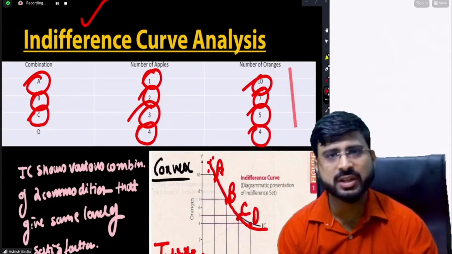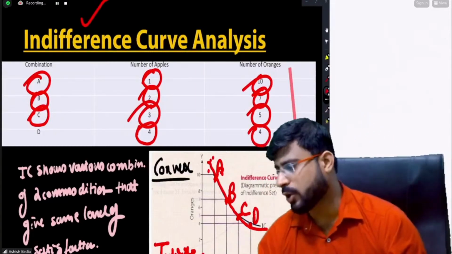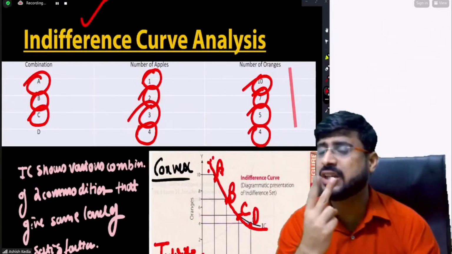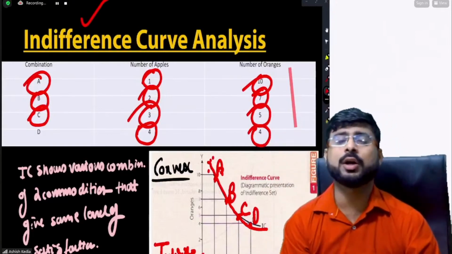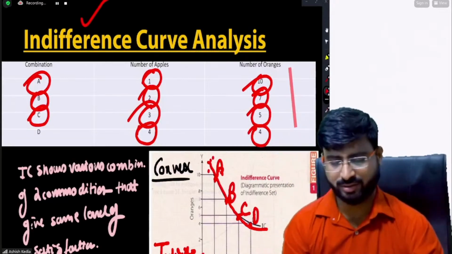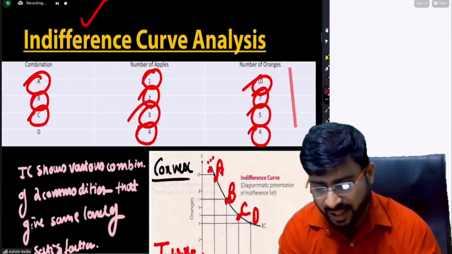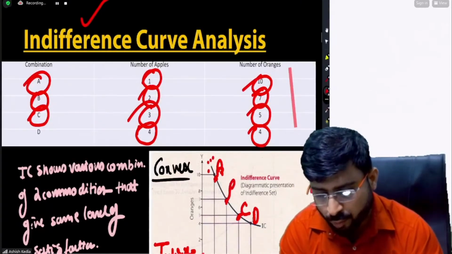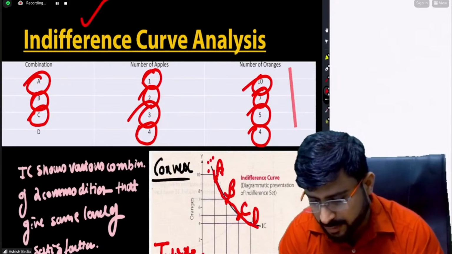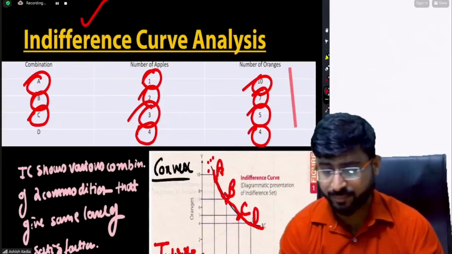So, what is indifference curve? A curve showing various combinations of two commodities that give the same level of satisfaction to the consumers. I hope it's crystal clear, everyone. And all these A, B, C and D are representing combinations, all giving the same satisfaction.